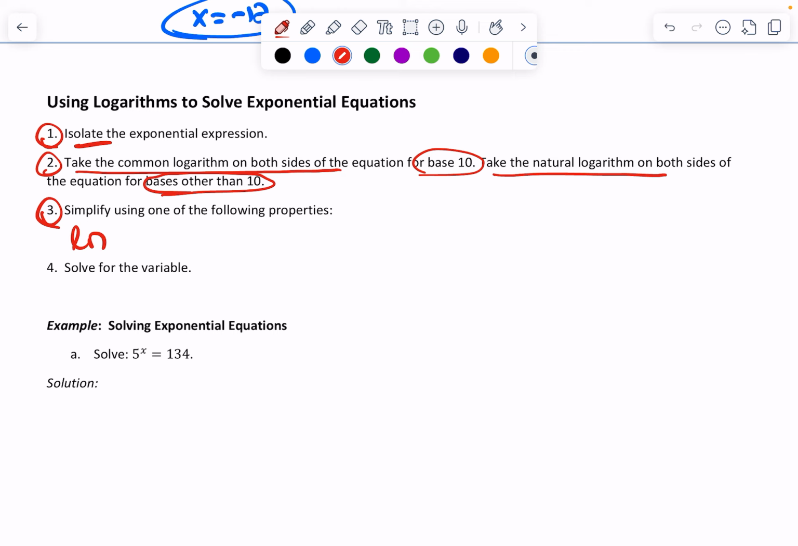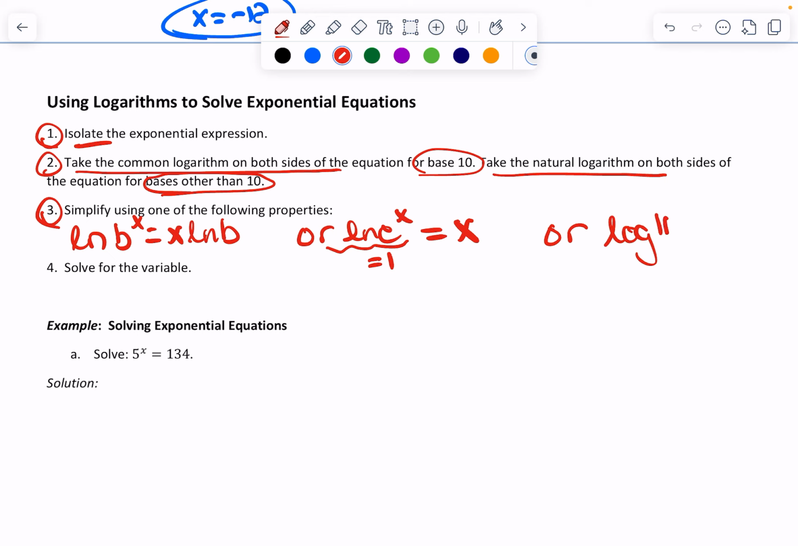So we have natural log of b to the power of x, where this is the power rule, or natural log of e to the power of x, which we know that this does equal 1. So our answer is going to be x, because it's going to end up with x times 1. Or if we have the common log, 10 to the power of x, again, we know that this equals 1, so this is going to be just x. And our last step is to solve for the variable.